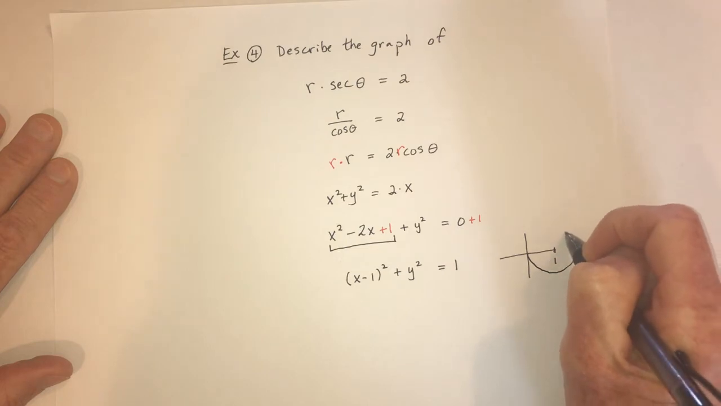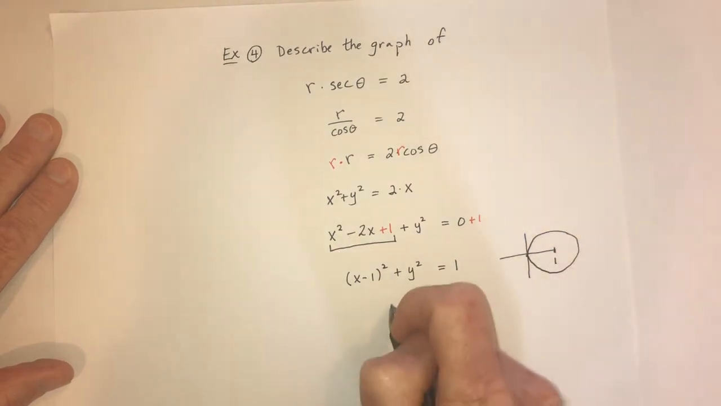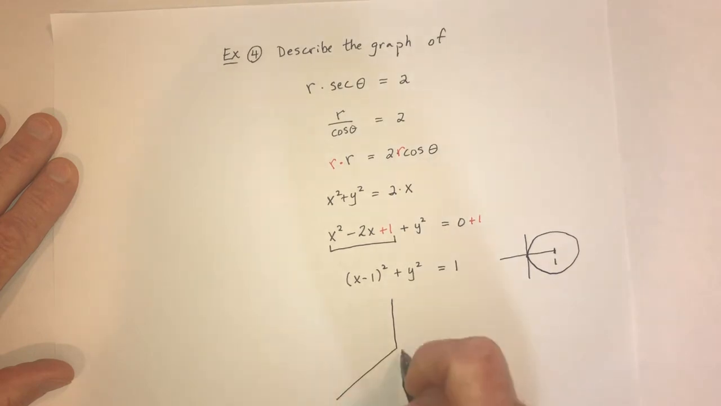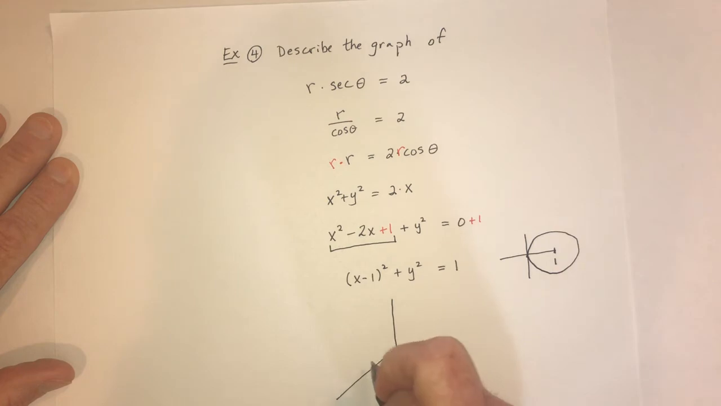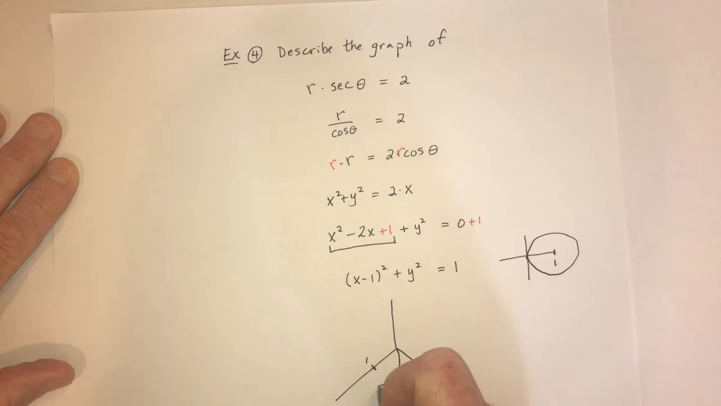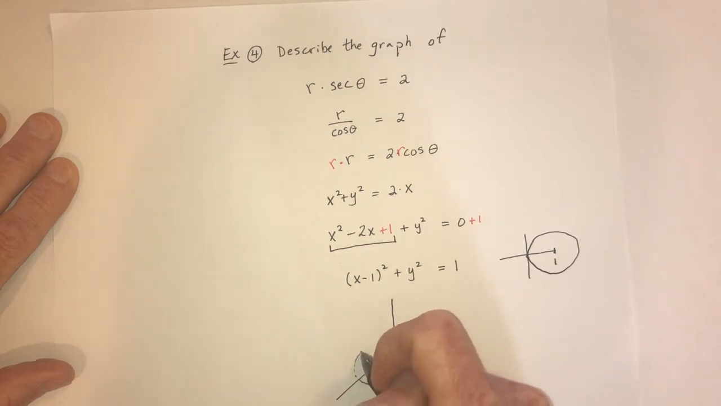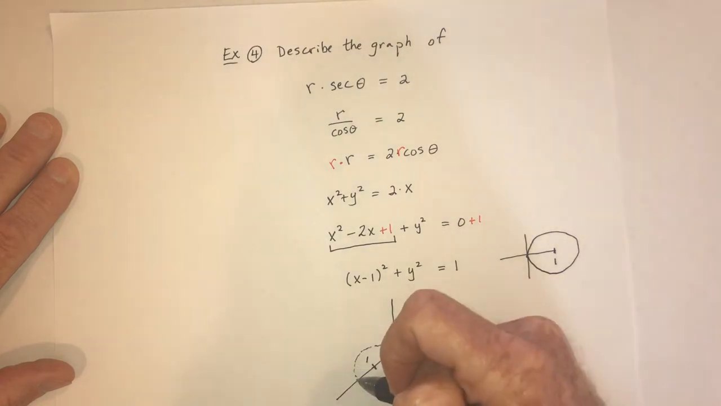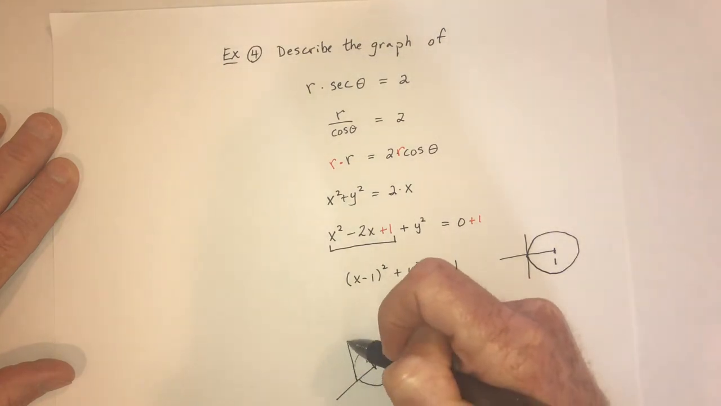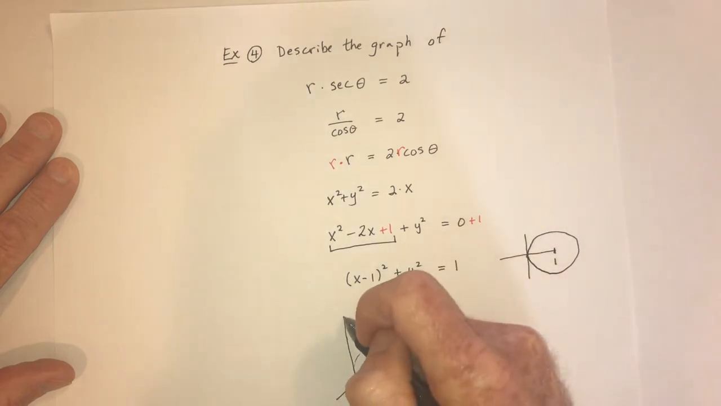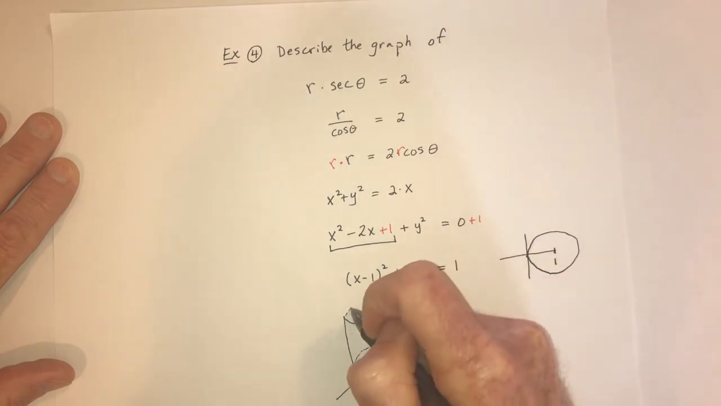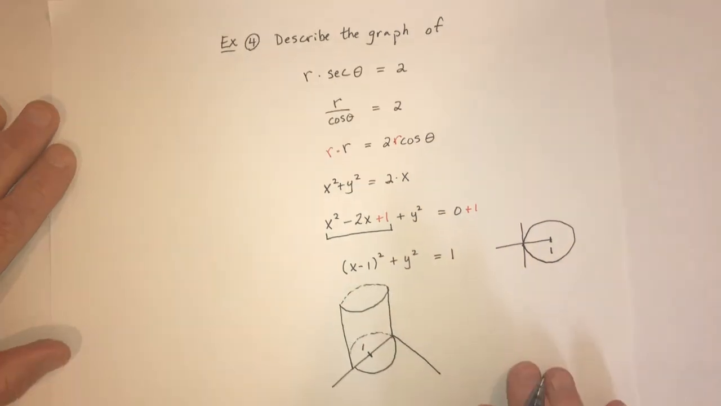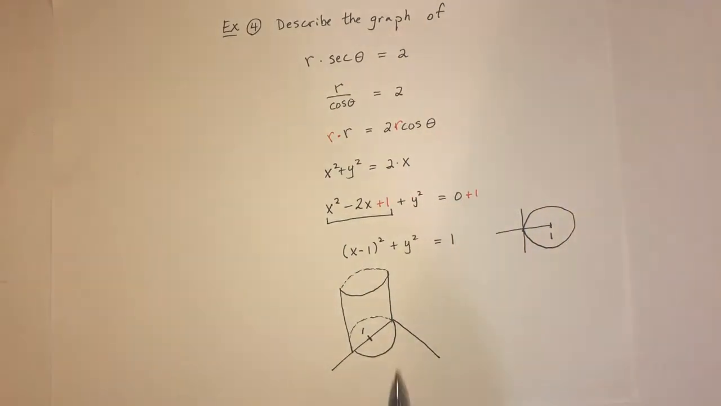So it then looks like this. Now if you graph that in 3 dimensions, then this is the x-axis, and let's say that the 1 is right here. And then make a circle of radius 1. And then because there is no z-coordinate, that means that circle goes up like this. And it creates a right circular cylinder. All right, I described the graph of it.